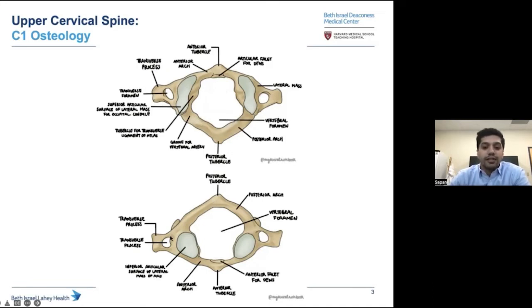This is a different view, from the bottom up, and it shows you some of the other anatomy, the inferior articular process, which will articulate with C2. And again, the block of bone that's in between the superior articular process and inferior articular process is the lateral mass.